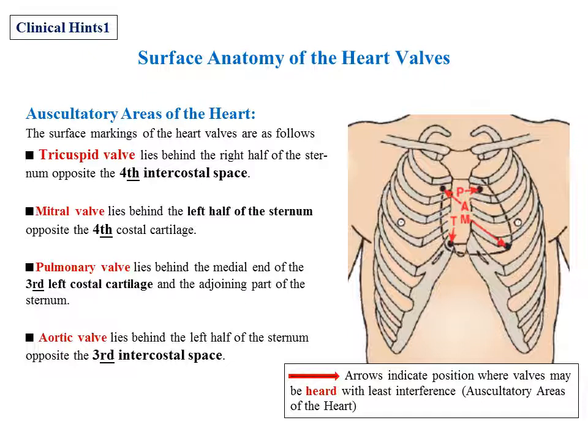And coming now to the pulmonary valve. The pulmonary valve lies behind the medial end of the third left costal cartilage and the adjacent part of the sternum. But the aortic valve lies behind the left half of the sternum, opposite the third intercostal space. And those are the auscultatory areas of the heart. It's a must. You have to know them by heart. You are to practice them. It's a skill to be gained, knowing where to auscultate the heart, and this is very important for all physicians.